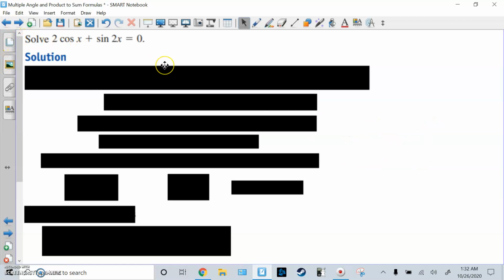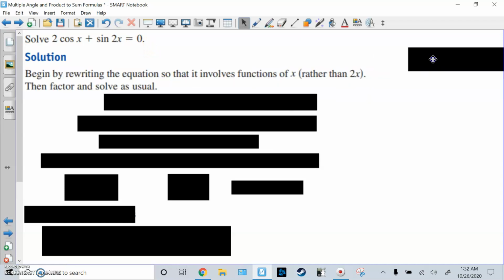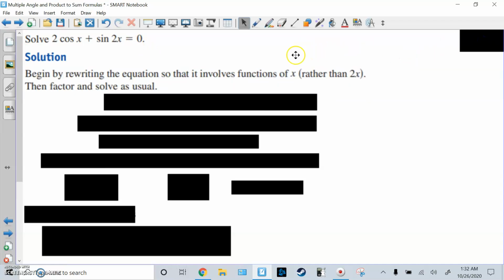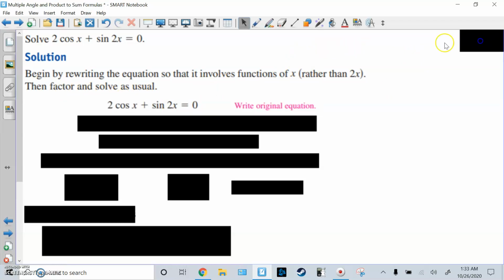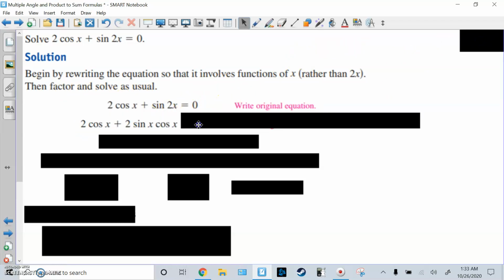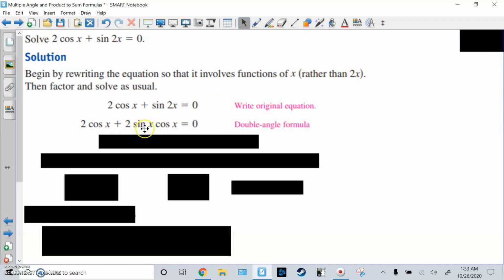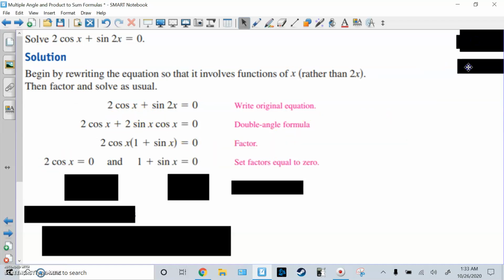Alright, so first solve 2 cos x plus sine of double x equals 0. Well, we want to rewrite it so that everything is angle x, not 2x. Then we're going to factor and solve. So there's the original problem. Sine of 2x, I'm going to use that one formula, 2 sine x cos x. Then from here we can factor out 2 cos x. And what's left is 1 plus sine x on the inside. Set them equal to 0.